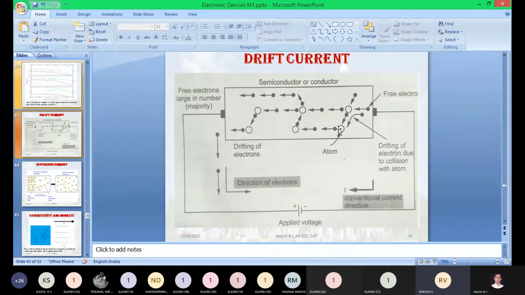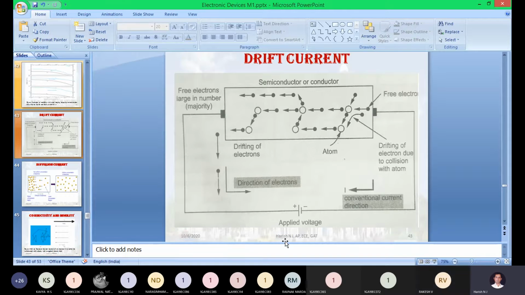Because of the applied voltage, it is happening. Yes, because of the applied voltage, all the electrons will start moving towards some direction, a particular direction. The movement of charge carriers constitutes a current. That current we call an electron current.